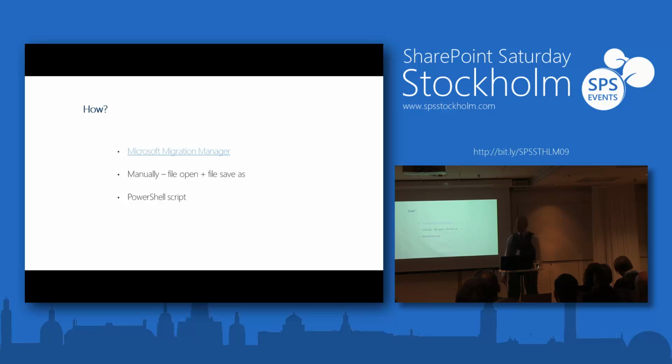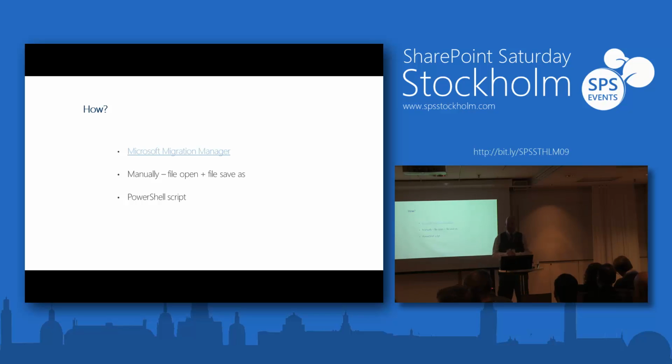So how do you do this now? Well, there's something called the Microsoft Migration Manager that I found after writing a lot of script for it. So, which actually does that. It's part of the Office 2007 migration package. There's a link there, which you can click once you get the presentation. You can, of course, manually open the file and save as in the new format. That will take you some time.